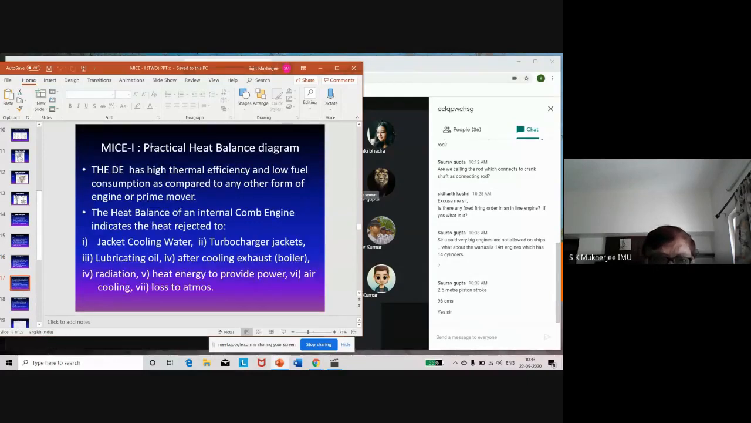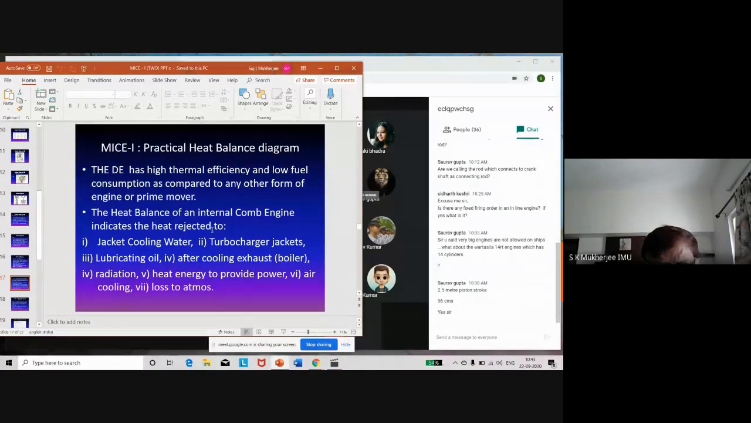Next, practical heat balance diagram. This is now an important part in understanding the thermodynamics of an engine. The diesel engine has high thermal efficiency and low fuel consumption as compared to any other form of engine or prime mover. That is very true. That is why it is still lasting.